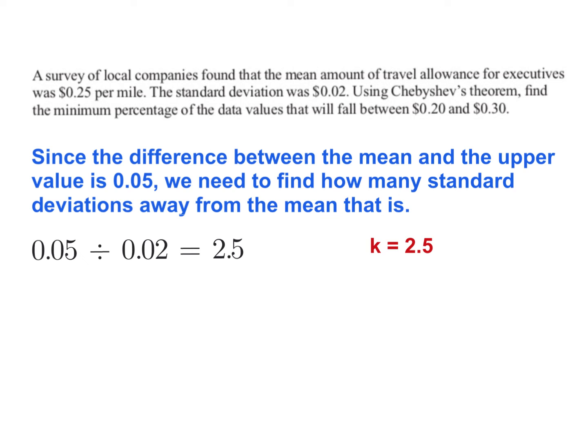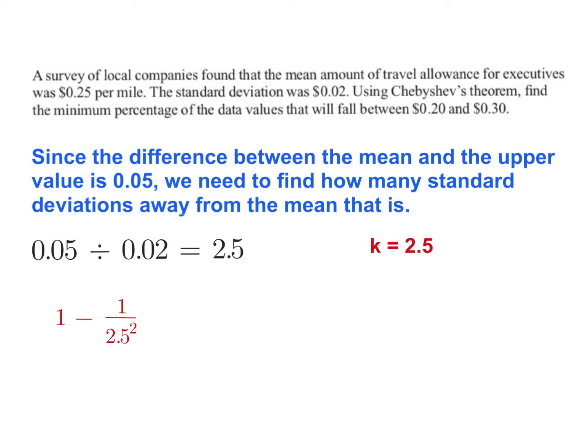So when you're working through your homework, you're going to have to figure out these kinds of things. What's the difference between the mean and whatever that upper value is they're talking about? And then divide it by the standard deviation. That will give you your K value. Now, once you have your K value, it's just a matter of putting it into Chebyshev's theorem: 1 minus 1 over 2.5 squared. So go ahead and do that calculation.